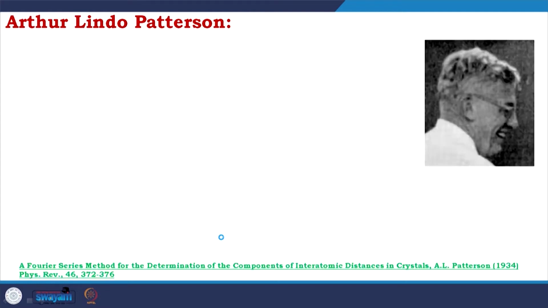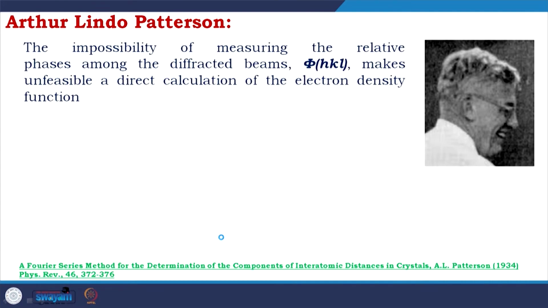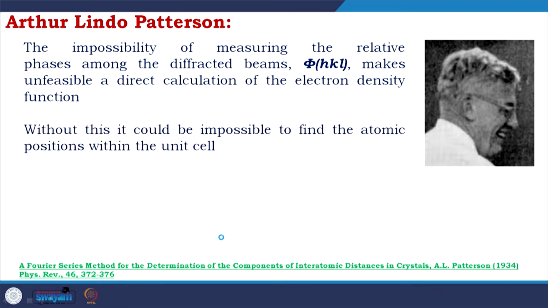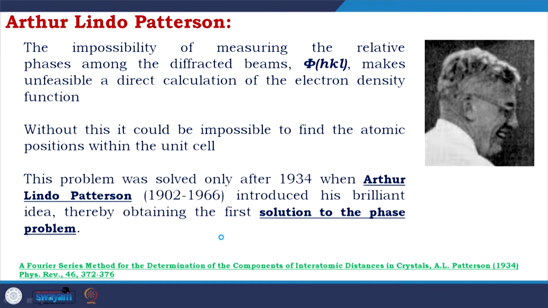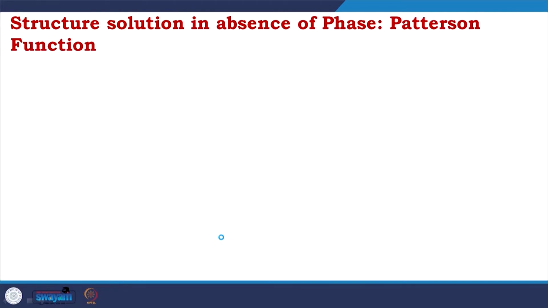And when we are talking about that, we have to introduce Arthur Lindo Patterson. The impossibility of measuring the relative phases among the diffracted beams, phi HKL, makes unfeasible a direct calculation of the electron density function. Without this, it could be impossible to find the atomic position within the unit cell. The problem was solved only in 1934 when Patterson introduced his brilliant idea, thereby obtaining the first solution to the phase problem. What is his idea? We are going to discuss in detail.